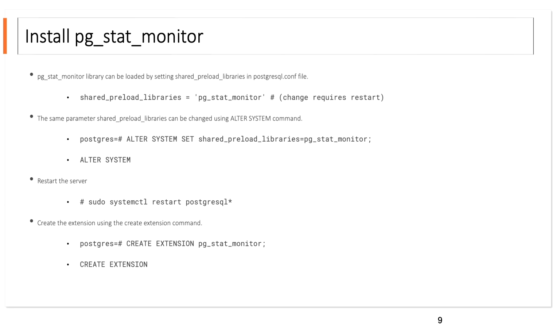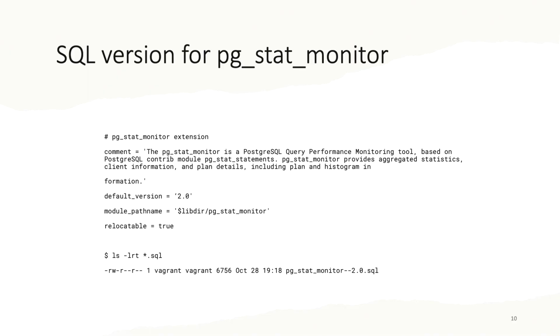It doesn't matter whether you create an extension or not, it will start collecting the information in the back end. But you cannot see that information. To see it, you have to run CREATE EXTENSION pg_stat_monitor. Before that, the statistics have already been collected by PGStat monitor. Creating the extension just creates some views to see that information.